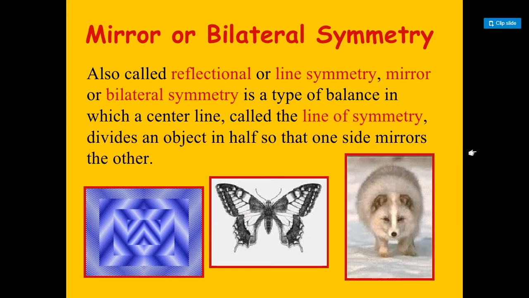Mirror or bilateral symmetry, also called reflectional or line symmetry, is a type of balance in which the center line, called the line of symmetry, divides the object in half. That was the example of the butterfly we looked at before, but we can also see that in this wolf pup, and also in the example of this art design in the lower left-hand corner with the blue lines.